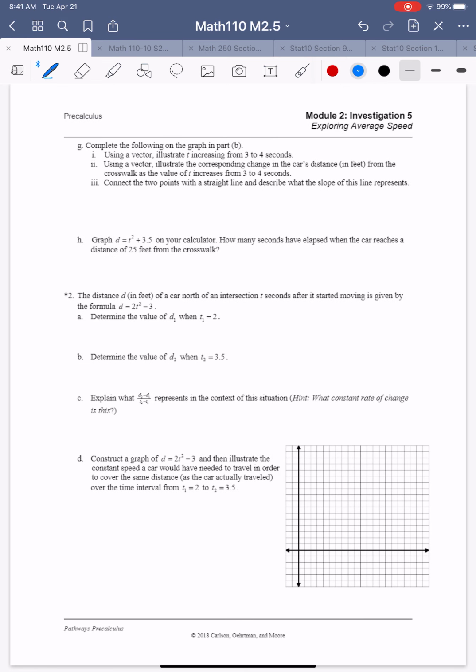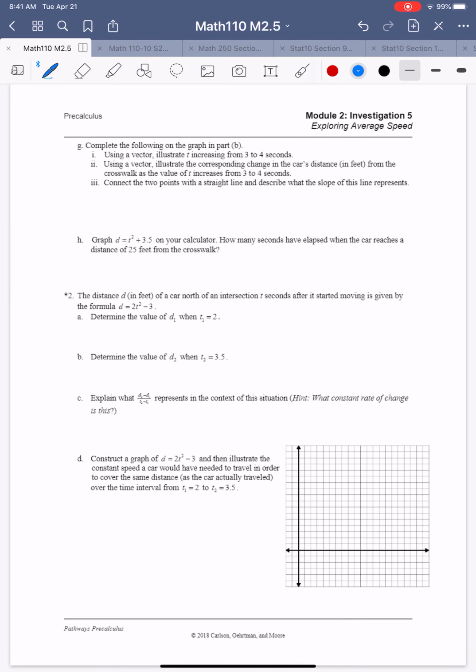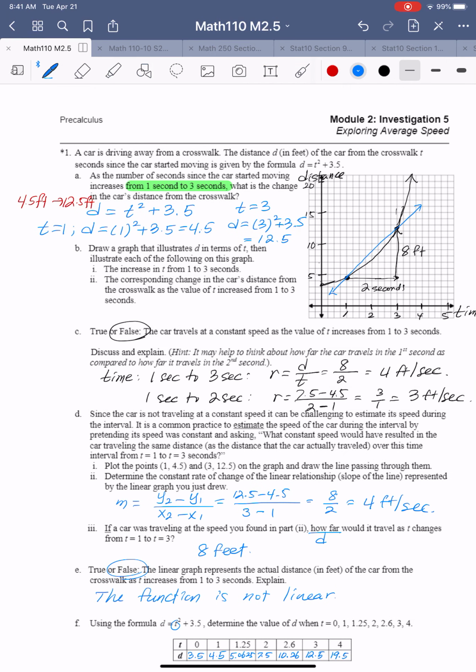Yeah, and then on the next page, there are more problems for number one. Now we have to complete the following graph of part B, which I just finished. And then use a vector to illustrate the corresponding change in the car's distance from the crosswalk as the value of t increases from 3 to 4. So let's go back. Now 3 to 4. 3 was 12.5. And at 4 seconds, if you plug it in, it becomes 19.5. So 19.5 is about here.